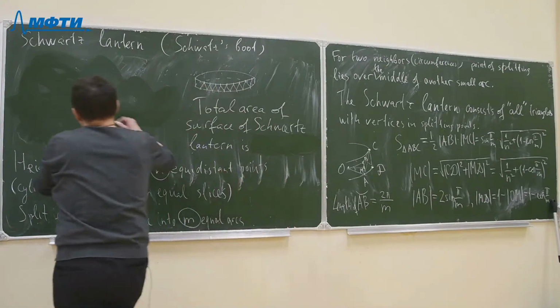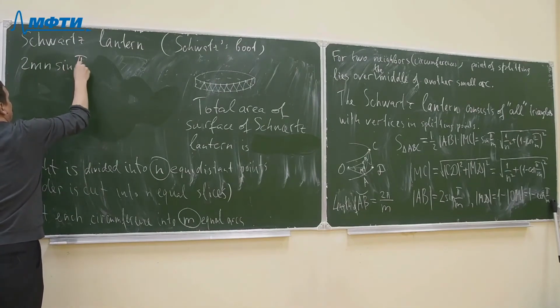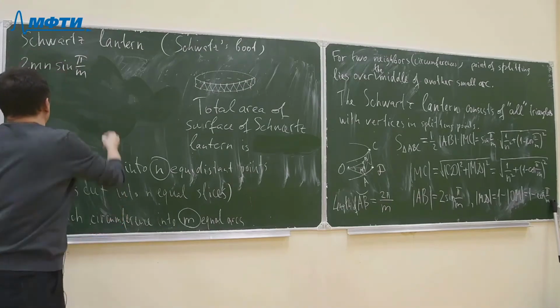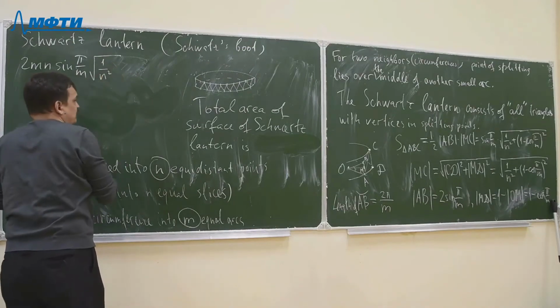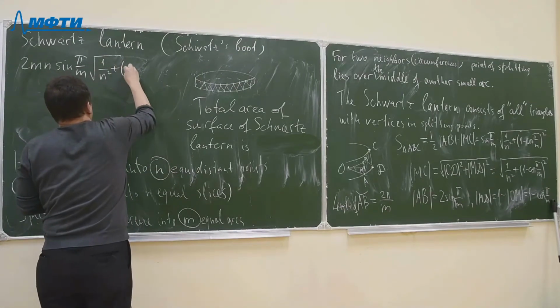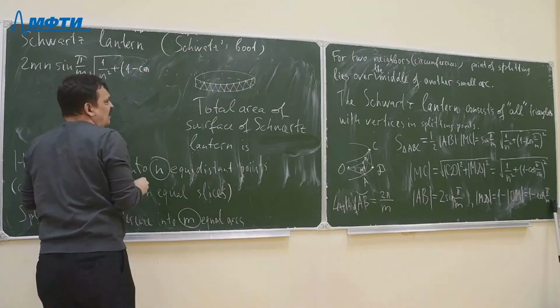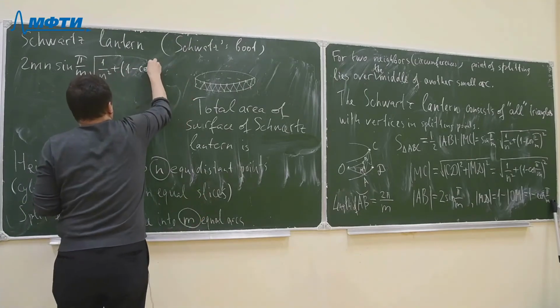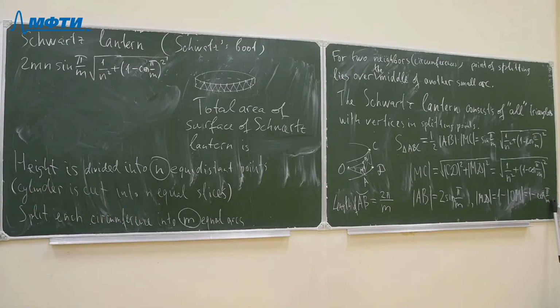Is 2mn times sine pi over m times square root of 1 over n squared plus 1 minus cosine pi over m squared, right? Okay, now let me look at this expression.